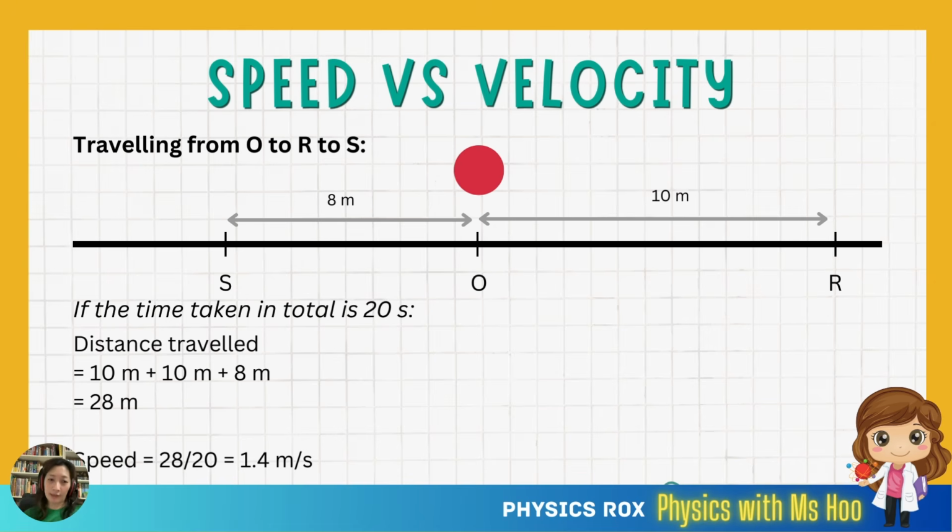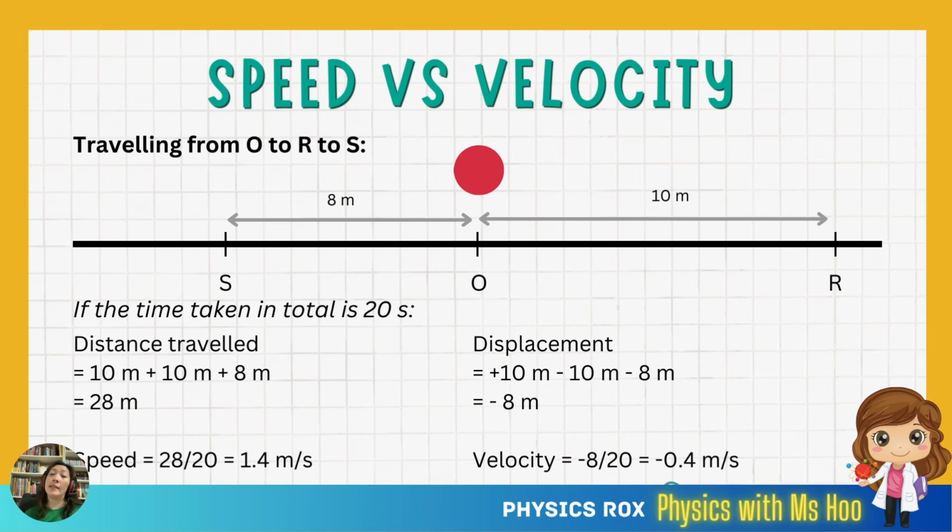When it comes to velocity, we need to take the value of the displacement. So we know the displacement is negative 8 meters. The total time taken is 20 seconds because that is the total time for the entire motion of this red ball. So that's why the velocity is negative 8 meters divided by 20 seconds, giving us negative 0.4 meters per second. That is the average velocity for the entire motion of the red ball traveling from O to R to S.